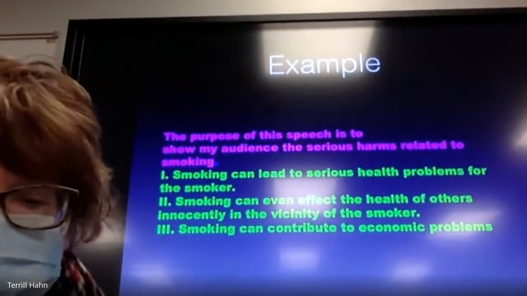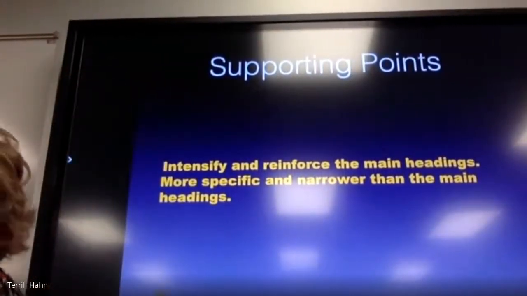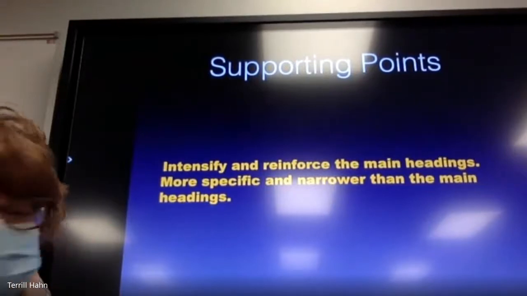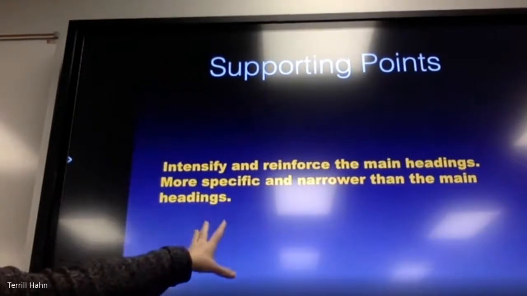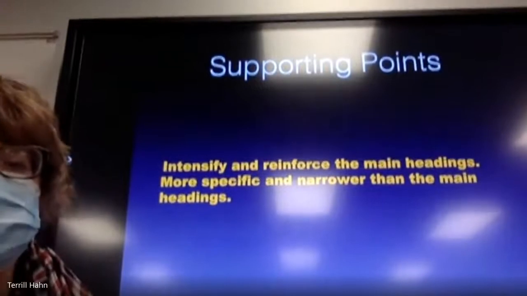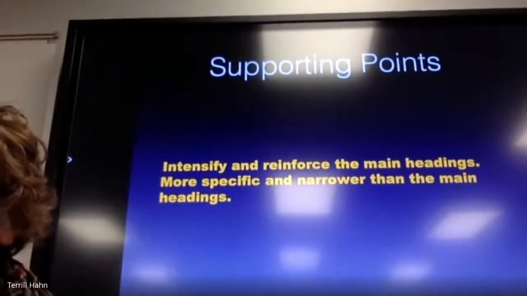The next thing we have to do, underneath those main points, we have supporting points. We got to break down each of those main points. All right? So here's the next part, the supporting points. They intensify and reinforce those main headings. They are more specific and they are narrower than the main heading. So I'm going to show you an example of that too after you get this typed in.